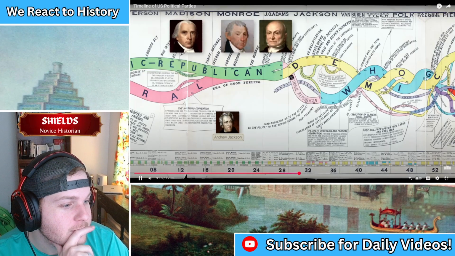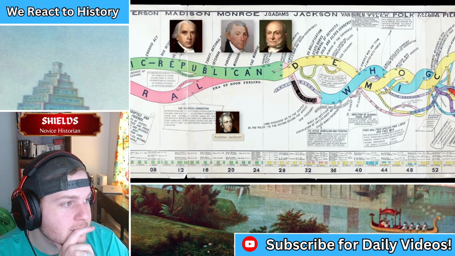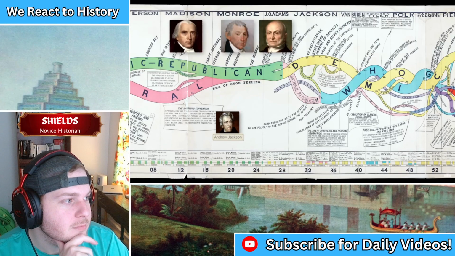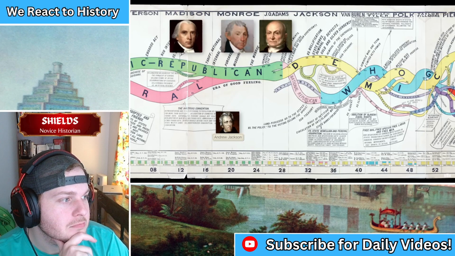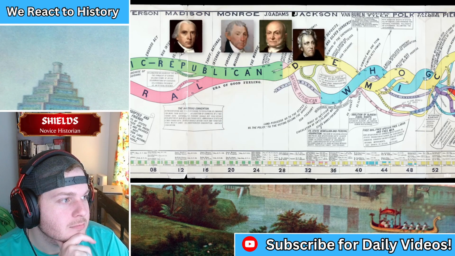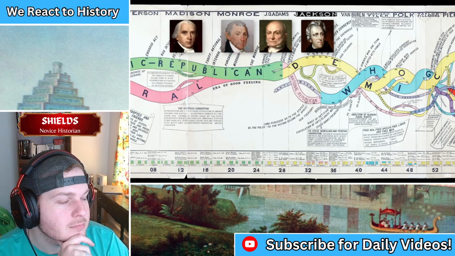On the other hand, the Adams supporters became known as the National Republicans, shown on this chart in pink. They lost in 1828, which is when the Democrats elected their very first president, Andrew Jackson. 4 years later, Jackson won again, which led the National Republicans to fall apart.